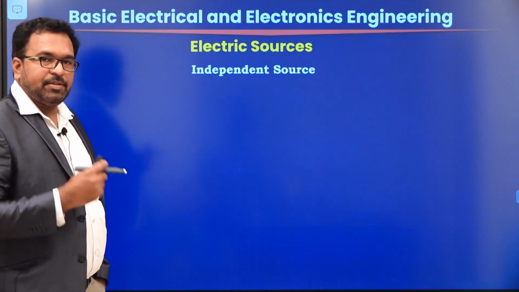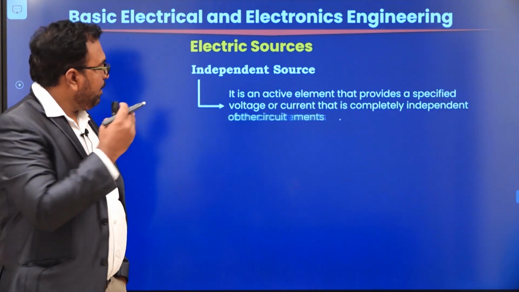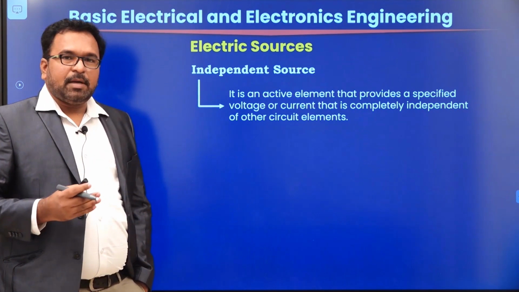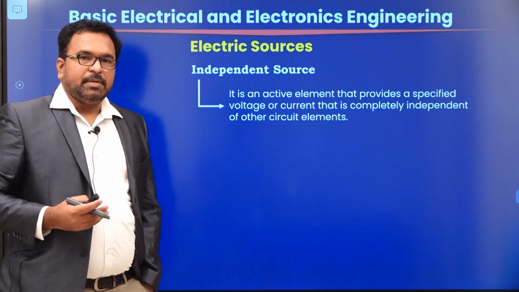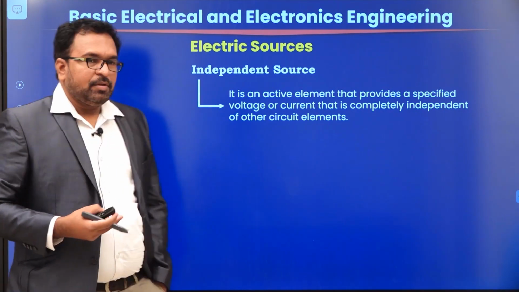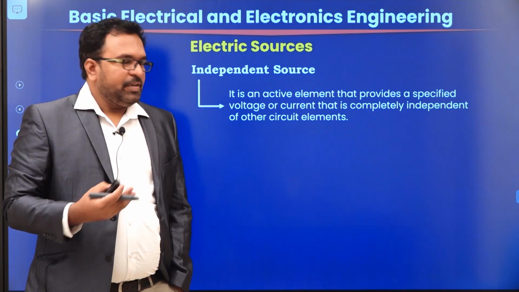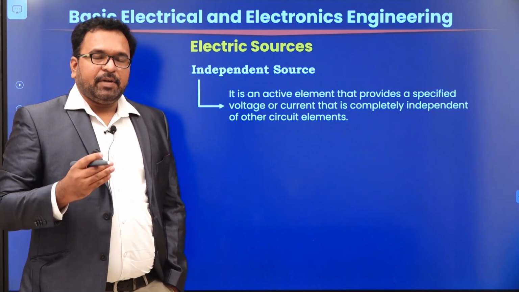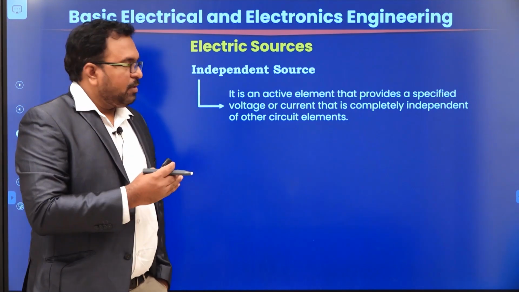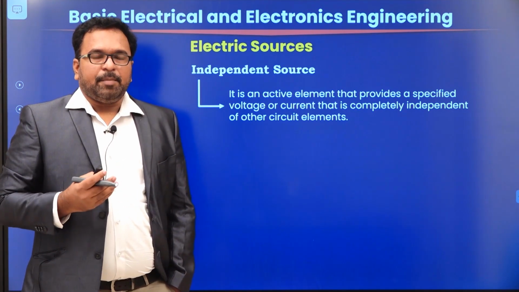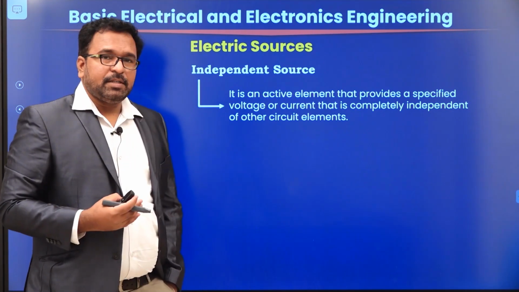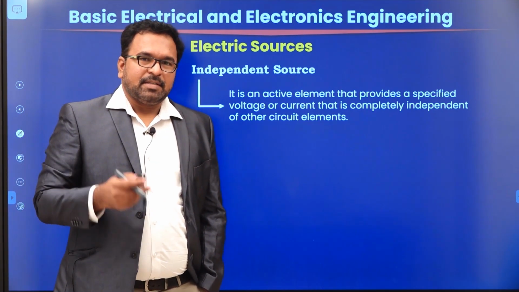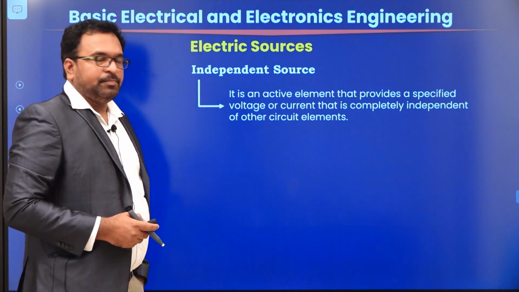So coming to the independent source. What is an independent source? An independent source is an active element that provides a specified voltage or current which is completely independent of the other circuit elements. That means the value that is going to be produced: if it is a voltage source, it will produce a specific voltage. If it is a current source, it will produce a specific current value. These values are not dependent on the other circuit parameters. The source itself provides the specific voltage or current value which is independent of the other circuit parameters. Such type of source is called an independent source.